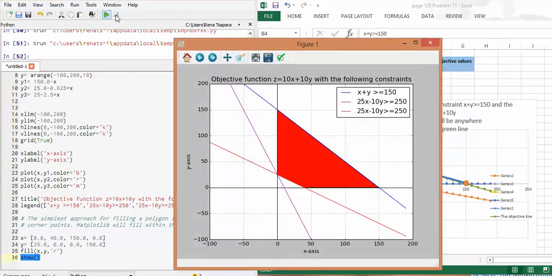The objective function is the title. You see here the legend and the lines. The blue line is the first constraint, the red line and the purple line are the two other constraints. And as you can see, we have filled in between those lines, and this is the feasible region for this maximization problem.